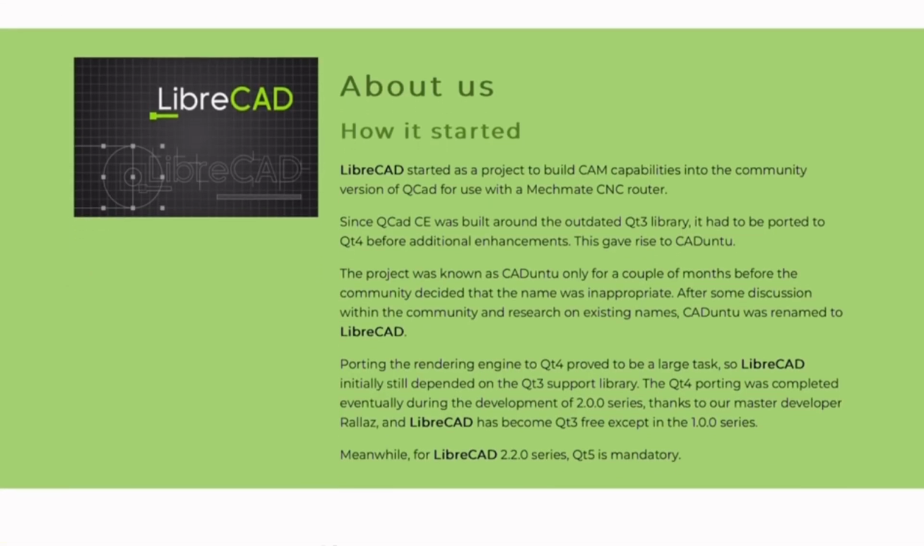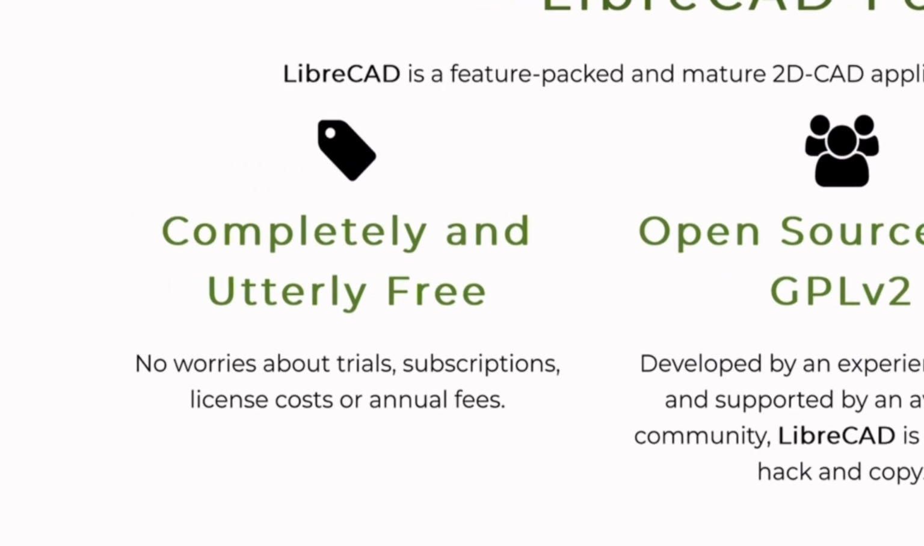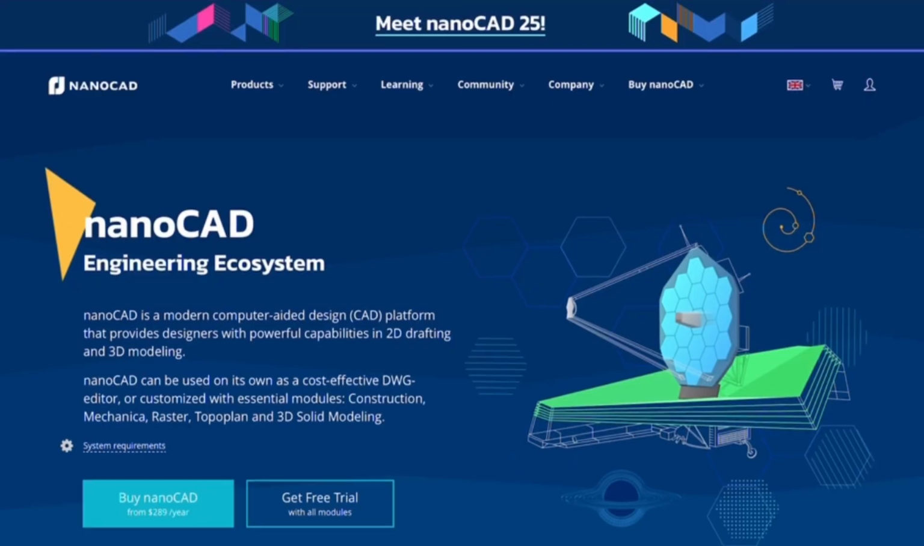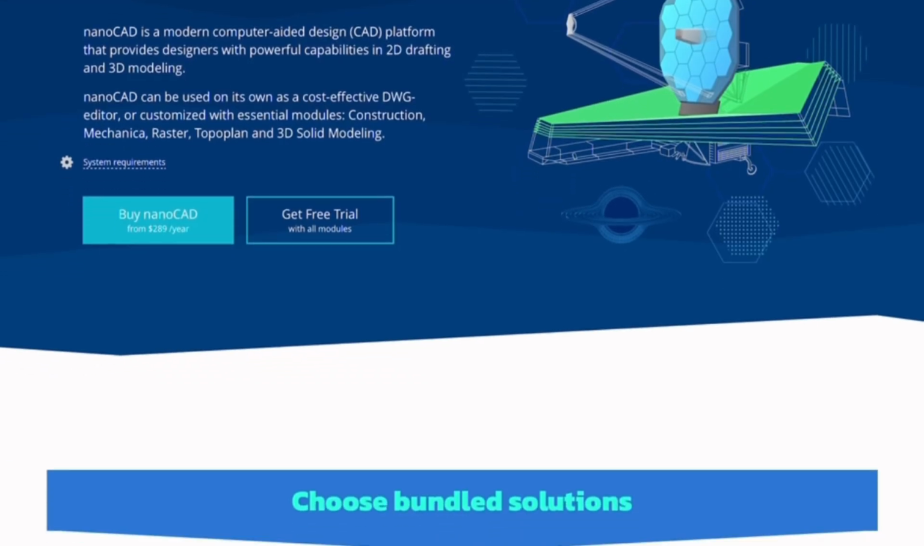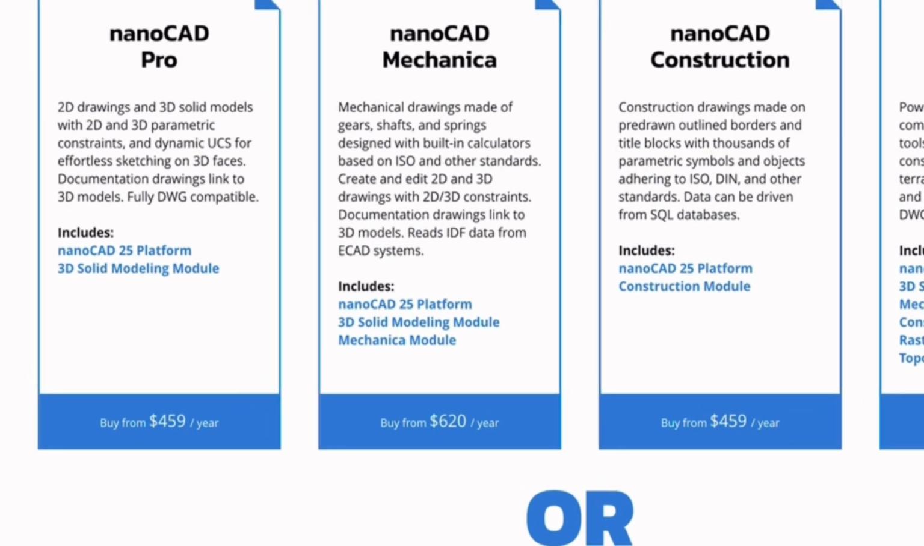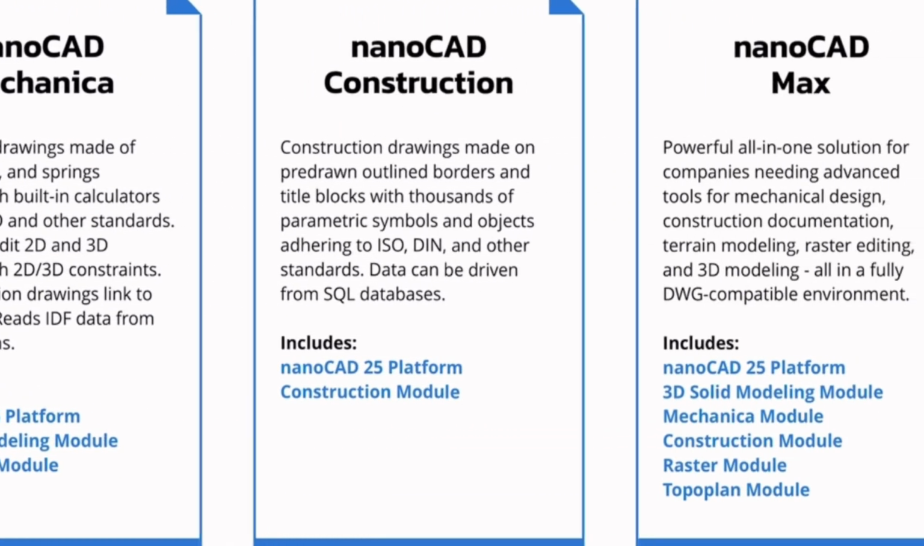LibreCAD is lightweight, open source, and completely free. It's great for 2D designs, especially if you're on Linux or just need a no-frills drafting tool. NanoCAD, on the other hand, has a more modern interface and feels closer to AutoCAD. Plus, it supports both free and paid versions with more advanced features like DWG compatibility and automation through scripts.